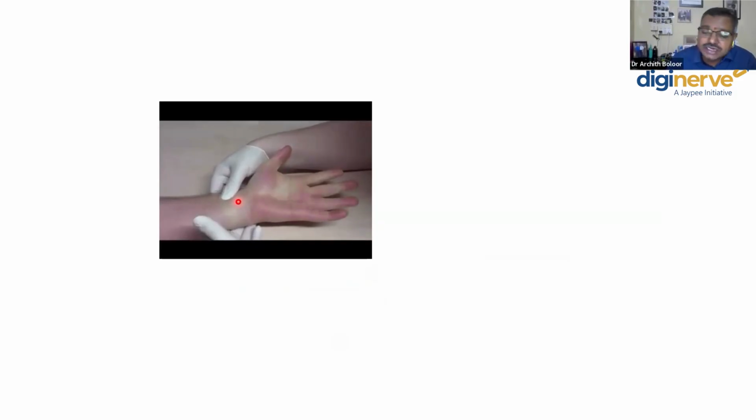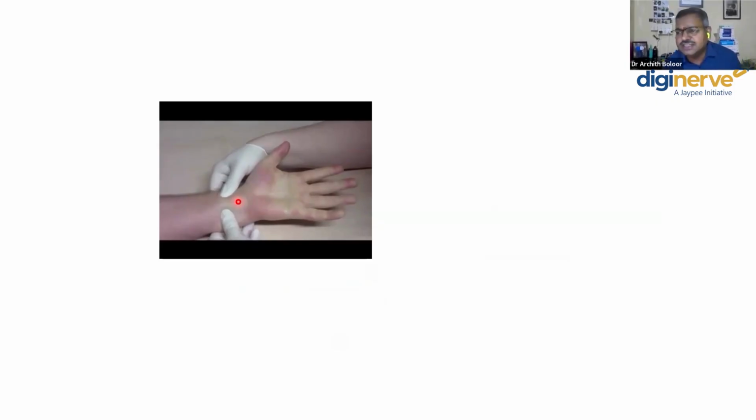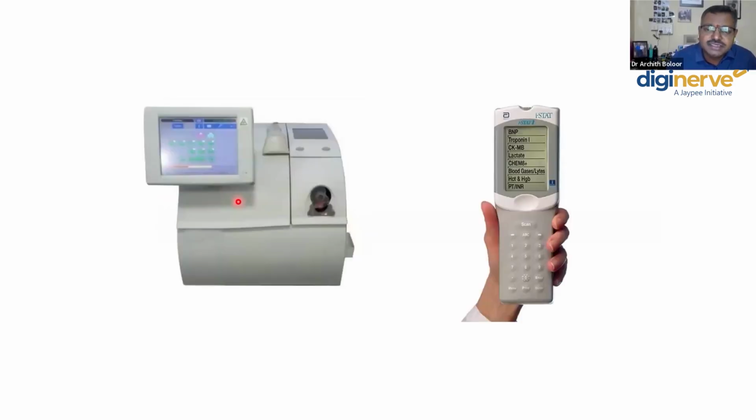So never forget to do that. You always have time for that. If there is a compromise, then you can look for the other side. You can check it in the other hand, or you can also do it in the femoral. Femoral is pretty easy. You can do it there. Only thing is you have to give a good compression. That's important. So immediately load into the autoanalyzer and you will get the various parameters.